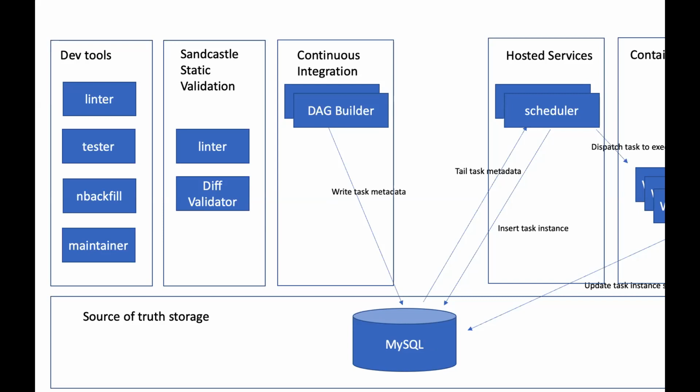This is today's architecture. And then we have a scheduler that runs as a hosted service, which is sharded. It tries to read the task metadata from the MySQL DB, and then starts dispatching the tasks into a container service, which actually starts the worker and executes the operator itself. The operator itself can just run a bash command or a serverless function. And then the worker will also update the task instance back to the DB. So this is a loop that the system relies on.